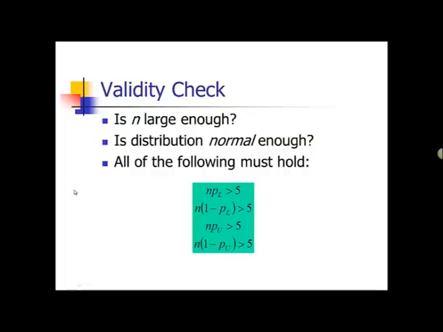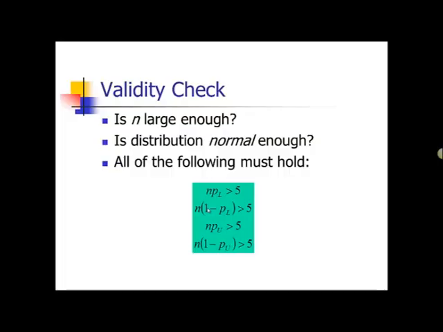So once we find our P sub L, the lower limit of our confidence interval for the proportion, and our P sub U, the upper limit of the confidence interval for the proportion, we know our sample size, so we're just going to plug those in and evaluate these 4 expressions. And if all of these products are greater than 5, then we know we're in good shape. We know that it was okay for us to use the Z distribution and everything is fine.